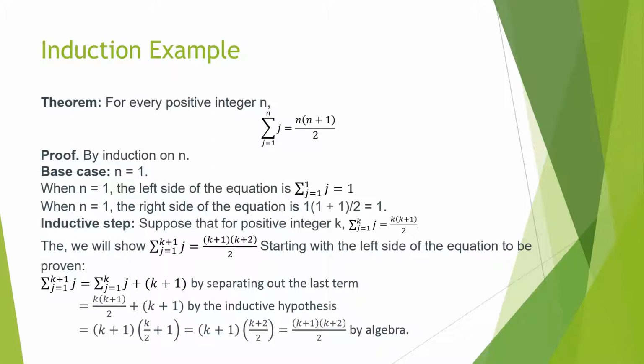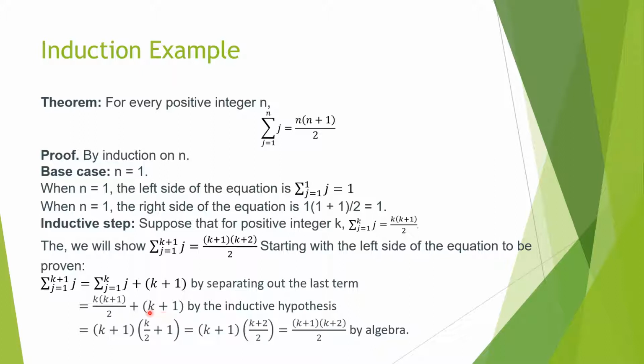In the left hand side, we have the summation of integers from 1 to k plus 1, which can be separated and written in the form of the summation of all integers from 1 to k plus the last term, which is k plus 1. So we are separating out the last term from the rest of the summation. Why? Because if we do that, then we can replace this summation from 1 to k by what the inductive hypothesis claims, which is k times k plus 1 divided by 2.